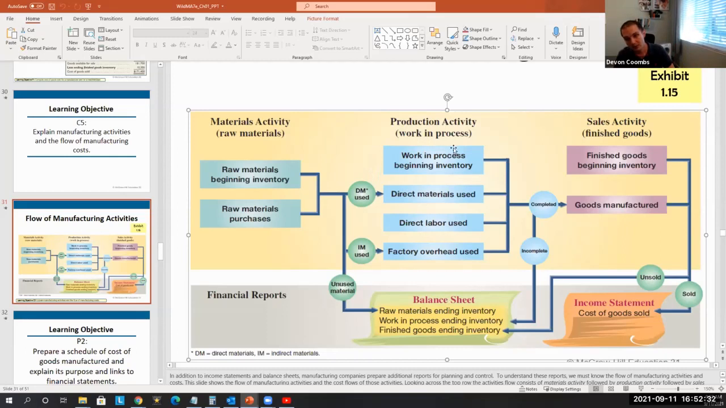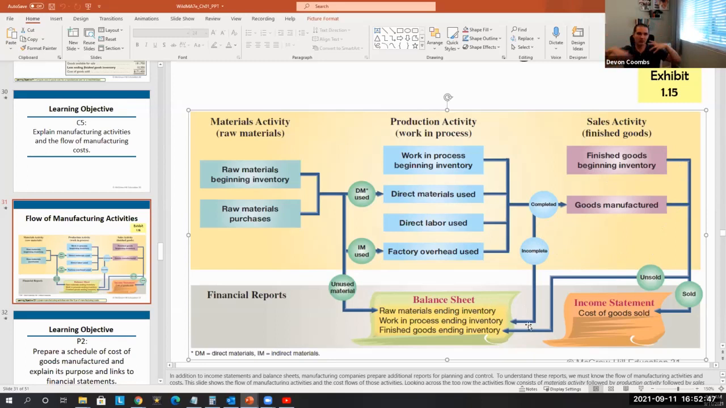All of that, whenever it's completed, goes to our cost of goods manufactured, which is added to our finished goods inventory. And if it's sold, then it goes to our cost of goods sold. If it isn't sold, or if it's incomplete, it stays on our balance sheet. That's kind of the flow.